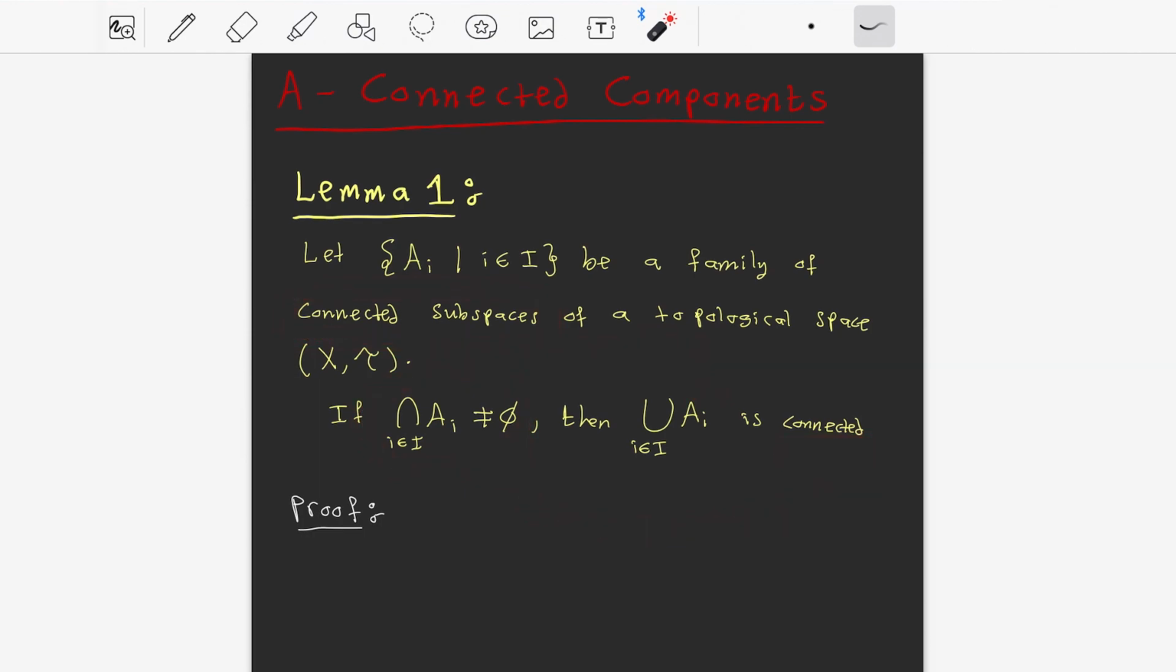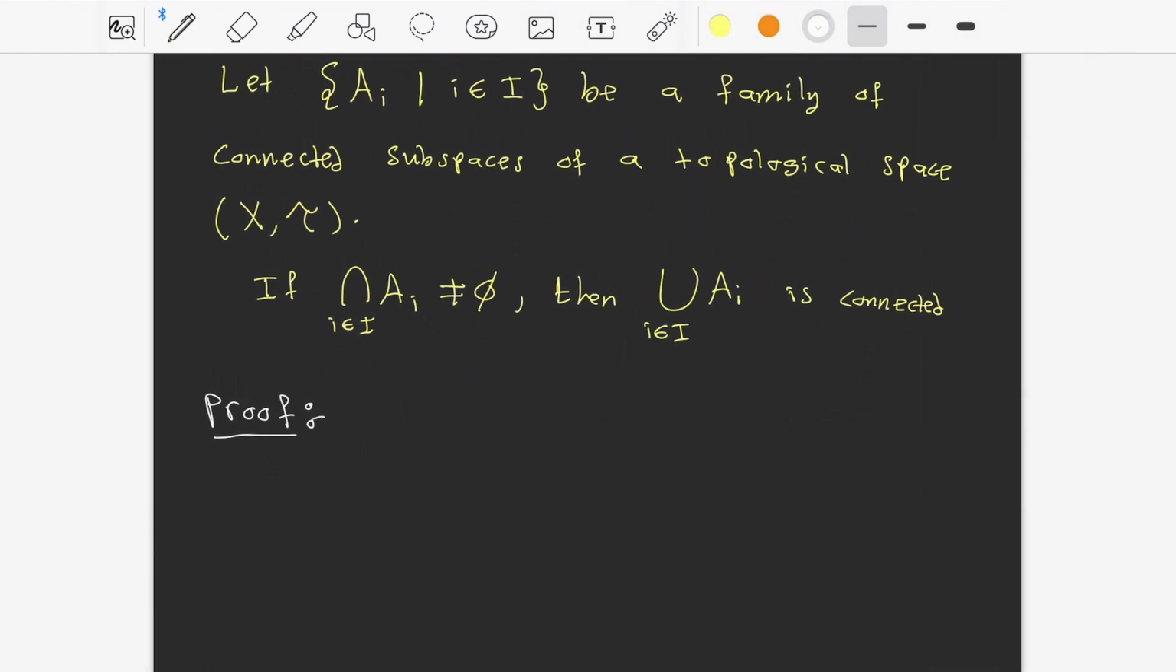If we think about open sets, the union of open sets should again be open. Here, the union of connected sets will also be connected, but there is an extra condition that the intersection is not empty. Let's go ahead and start to prove this one. So what we will do is assume the union of all those sets is not connected.